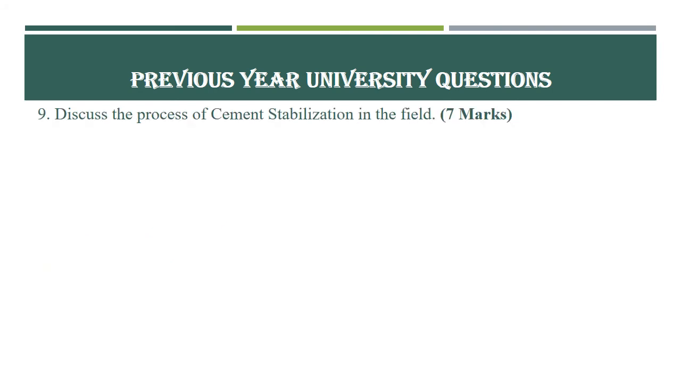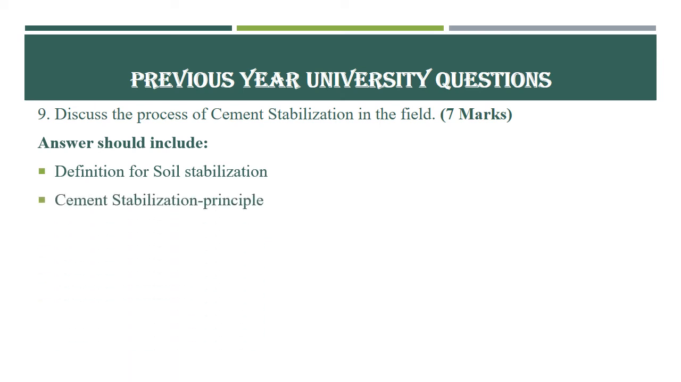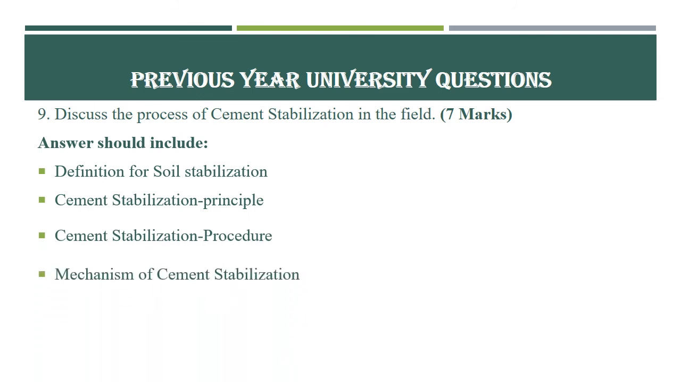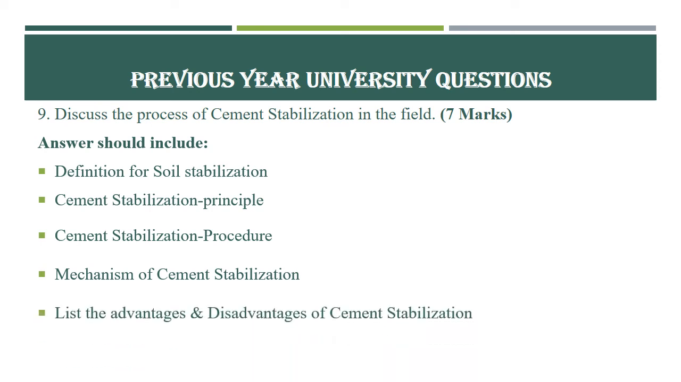Question number 9. Discuss the process of cement stabilization in field. The question is asked for 7 marks. The answer should include the definition for soil stabilization, cement stabilization principle, cement stabilization procedure, mechanism of cement stabilization, and advantages and disadvantages of cement stabilization.